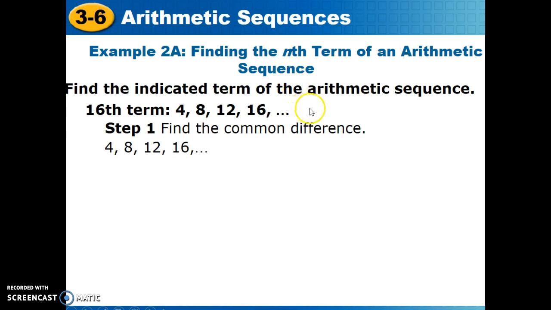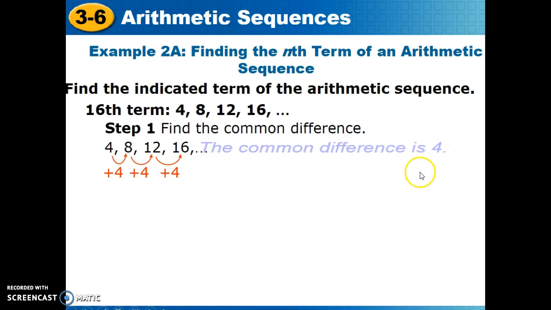Let's find the nth term of this arithmetic sequence. We have 4, 8, 12, and 16. We want to find the 16th term. But I don't just want to add 4 12 more times. I want to use my formula. So let's find our common difference, which is positive 4.